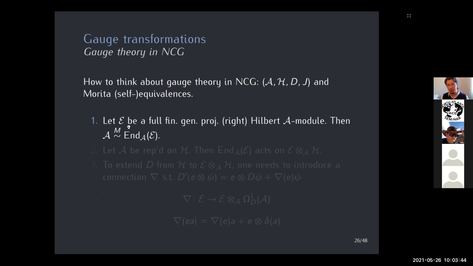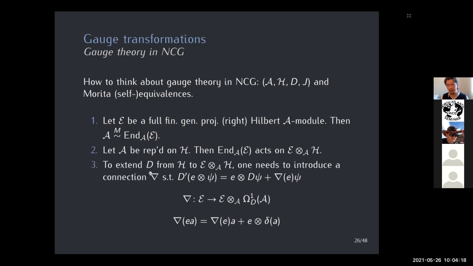We take some abstract, finitely generated projective right Hilbert A-module E. This will automatically be Morita equivalent to A, with A-valued endomorphisms on E. Because we have a spectral triple, we have a Hilbert space that our algebra is represented on. So we have that the endomorphisms of E actually act on E tensor H, which is itself a Hilbert space. So since this is a Hilbert space, we would like to extend the action of D just from H to E tensor H. But in order to do this, you need to introduce a connection.